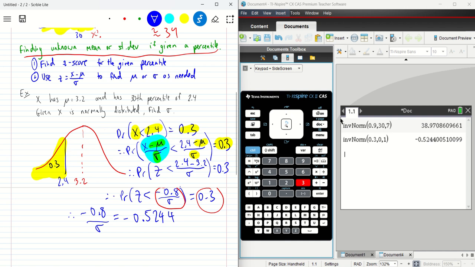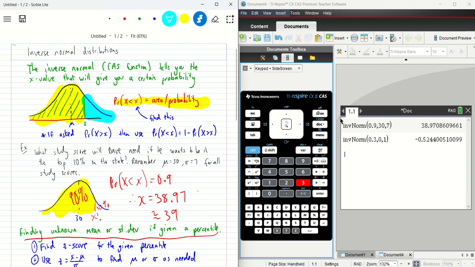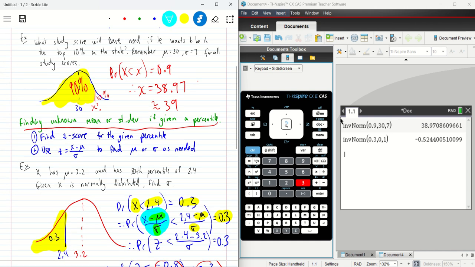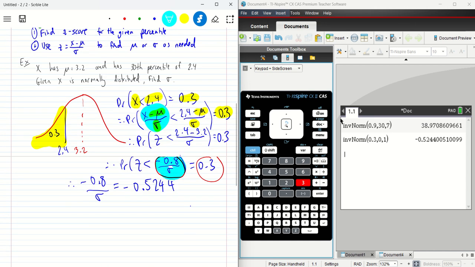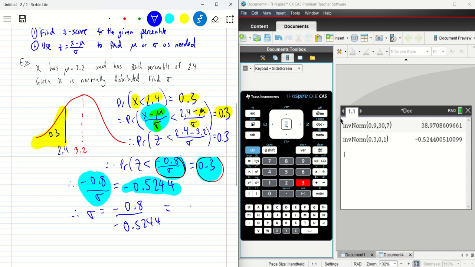Hopefully that makes sense. If you go back to the top of the first thing we talked about today, it says the inverse normal finds the x value for a certain area. And so what we've done is we've found a certain x value for that area there. And that certain x value is this, which must be equal to that because that's what we had in there. Hopefully you can follow the logic of what we're doing. And then we just solve for sigma. So sigma will be equal to negative 0.8 divided by negative 0.5244, and that will be my answer.